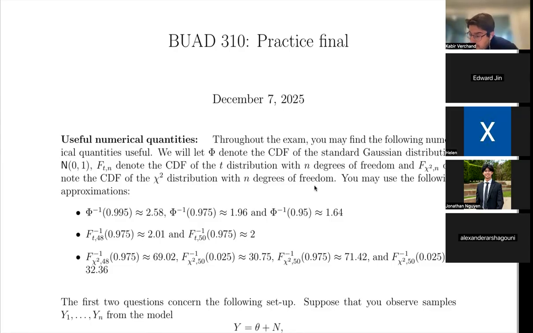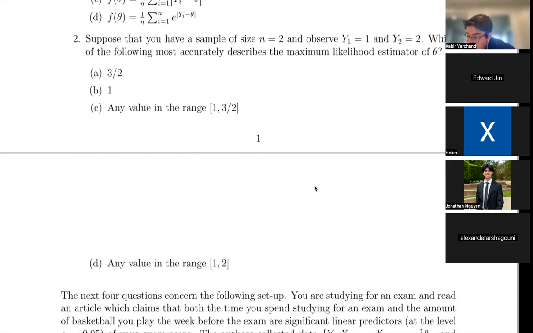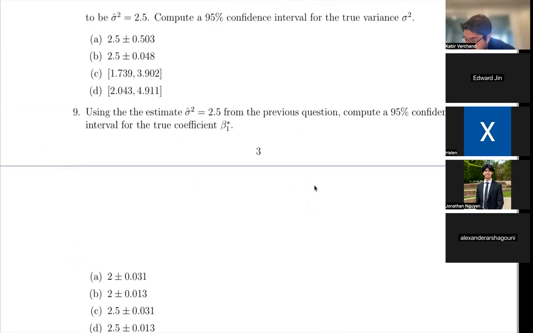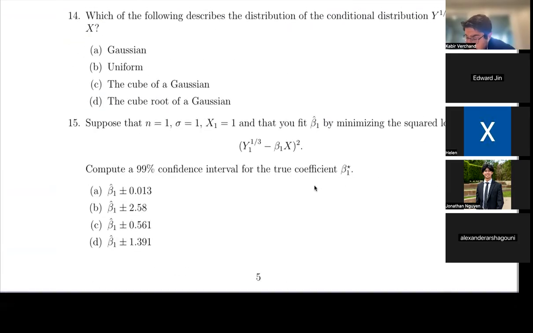Okay, so this practice final is structured basically like both of the exams that you've had previously. In the beginning, there are some useful numerical quantities, so you don't need to take any inverses or anything like that. There's no Excel you need to do on the exam. There are 15 questions, and all of them are multiple choice.